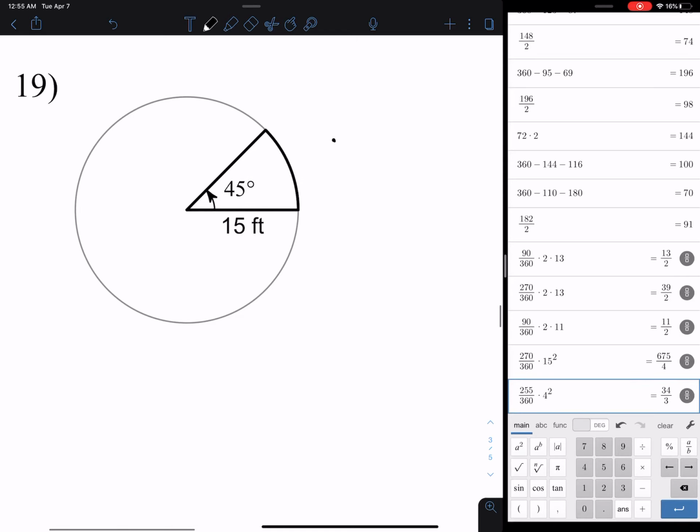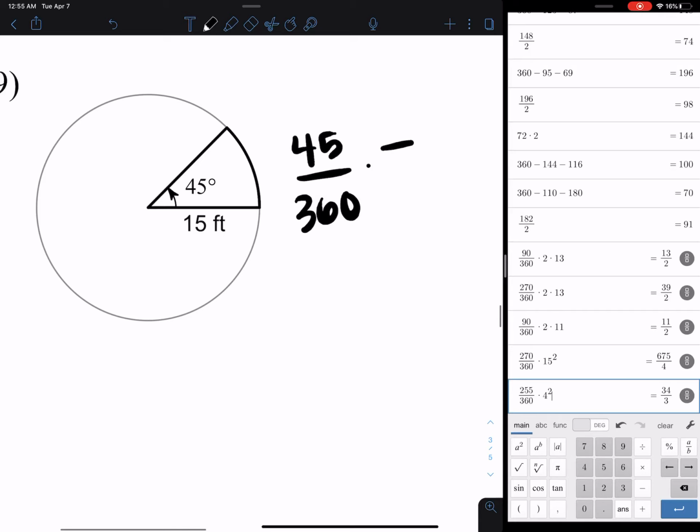Then our next one, we have 45 over 360 times pi r squared.